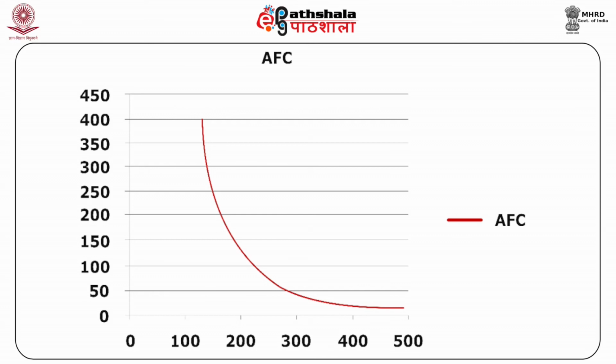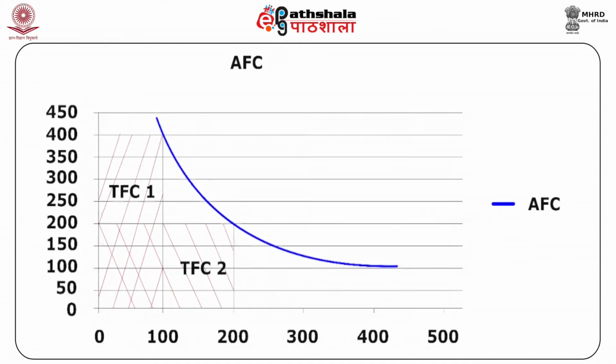It comes down to a point where it becomes almost flat, and it becomes flatter and goes parallel to the x-axis. Now let us consider in the figure the relationship between total fixed cost and average fixed cost. We have 2 points to consider over here. When the average fixed cost is 400, then 100 units are being produced. So TFC1 is equal to 400 into 100, which is 40,000.